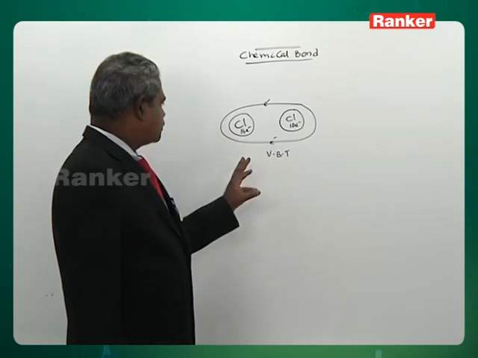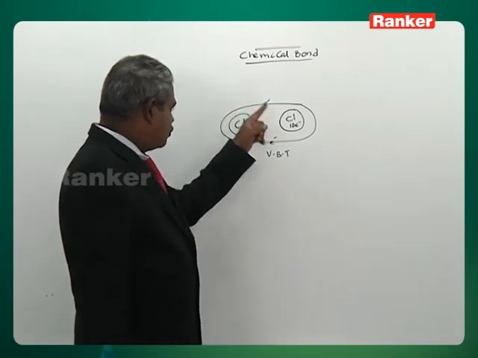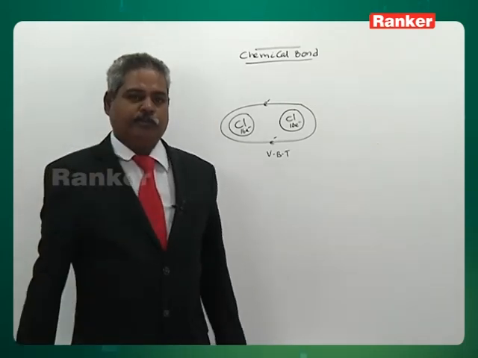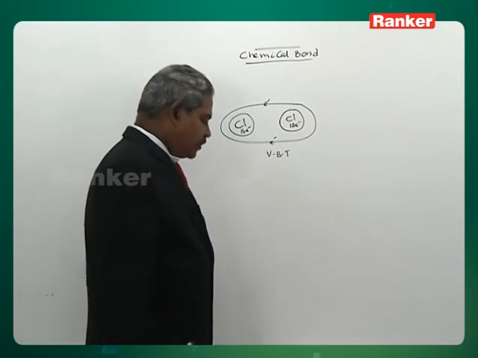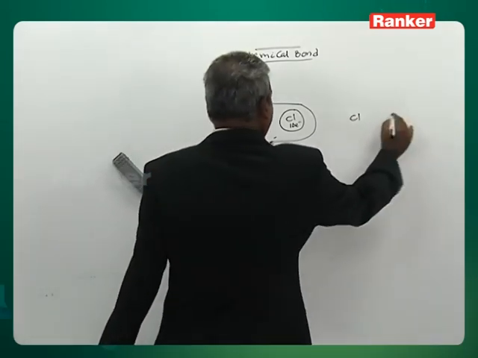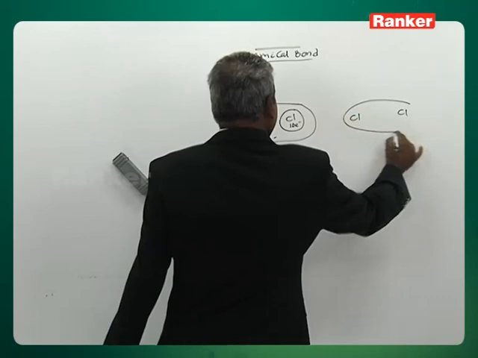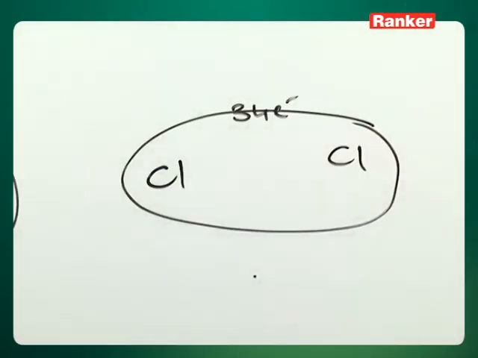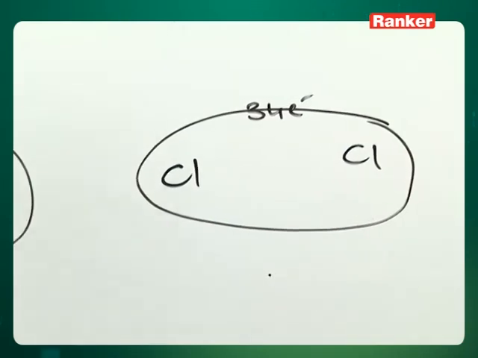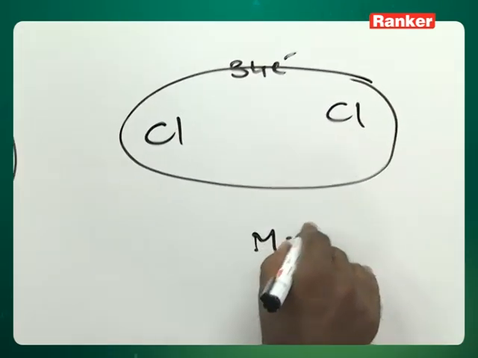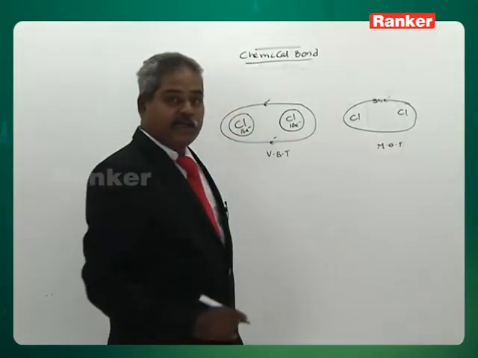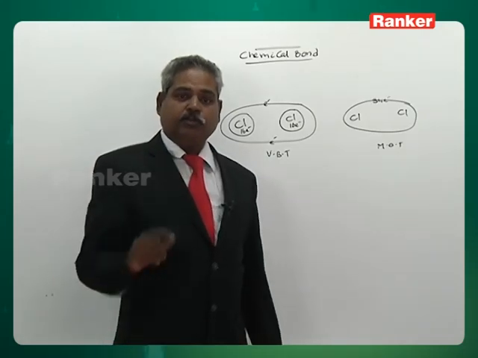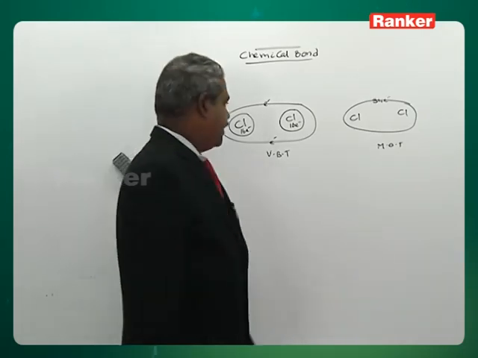So, according to valence bond theory, only that outermost unpaired electron of the outermost orbit, that particular 3pz1 electron, participates in bonding. But according to molecular orbital theory, all 34 electrons participate. 17 plus 17, all 34 electrons will participate in bonding. And you will be surprised: if 34 electrons are participating, are there going to be 17 bonds between the 2 chlorine atoms? No, it is not so.